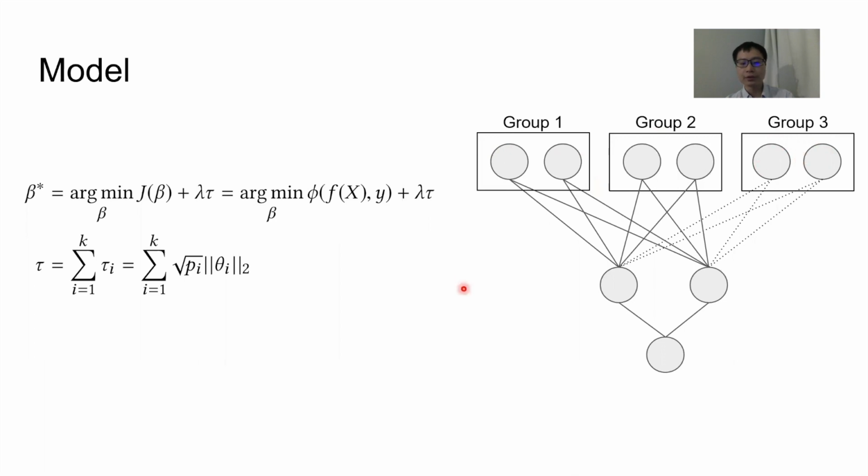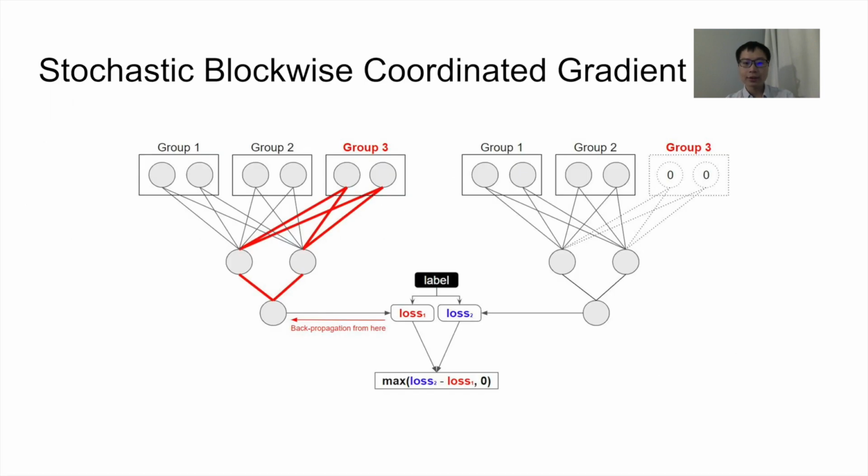This new loss function is easy to write down, but traditional optimization methods, such as stochastic gradient descent, can hardly converge for this loss function. So we combine stochastic gradient descent, coordinate descent, and blockwise coordinate descent together to solve this problem.